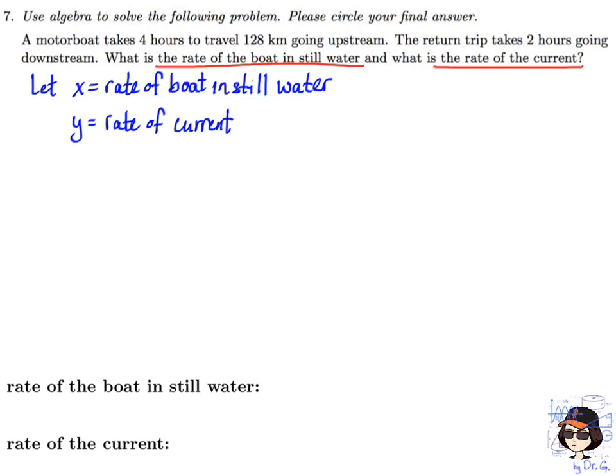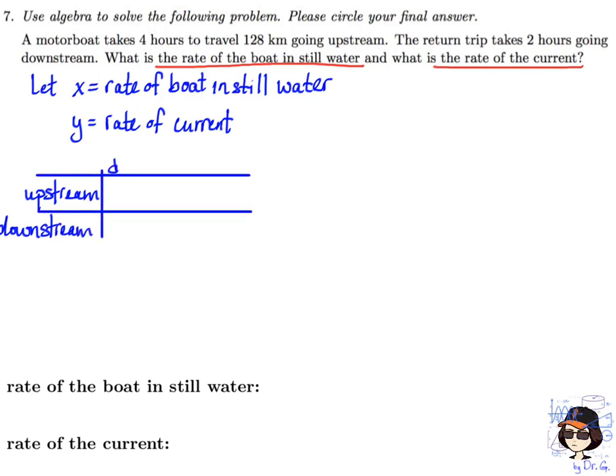We're going to have one equation involving the trip upstream and another one involving the trip downstream. And in this type of problem, we're going to use distance, rate, and time. So my two rows are going to be the two different trips, upstream and downstream. My columns are going to be distance, rate, and time. And we're going to fill in boxes with things that we know and things we don't know.